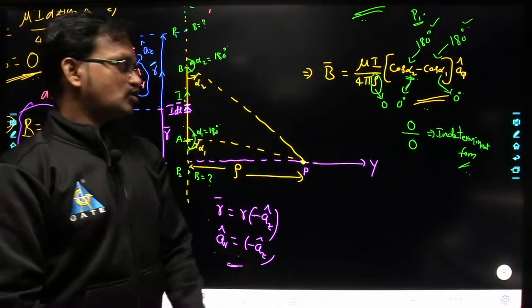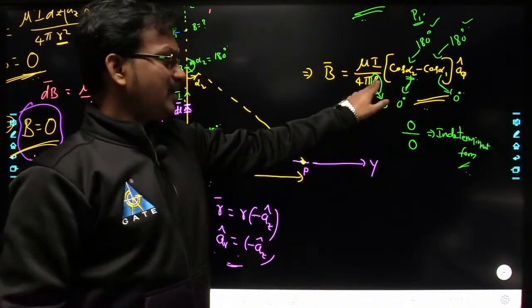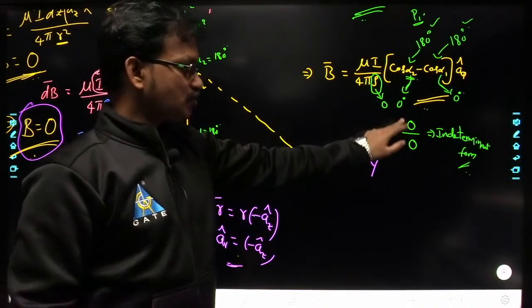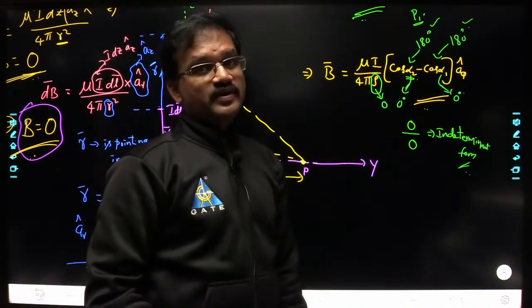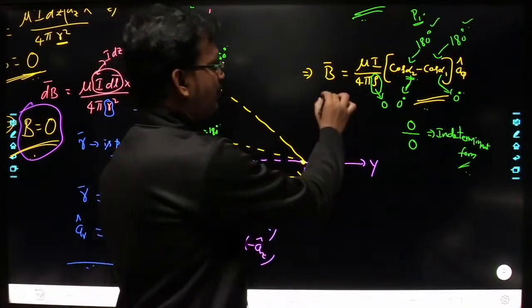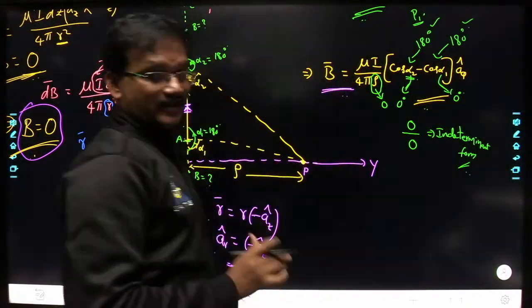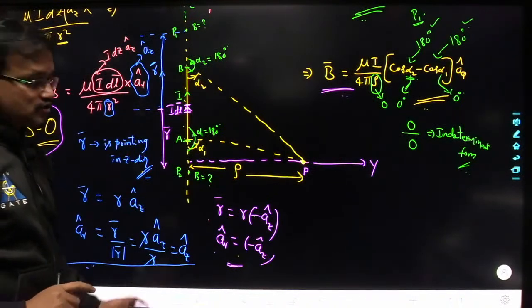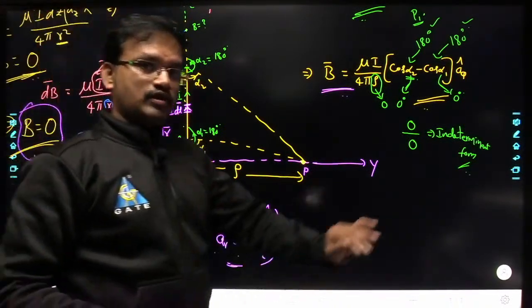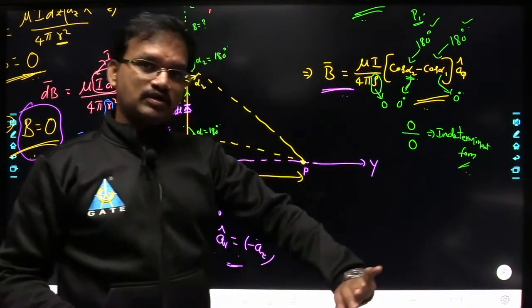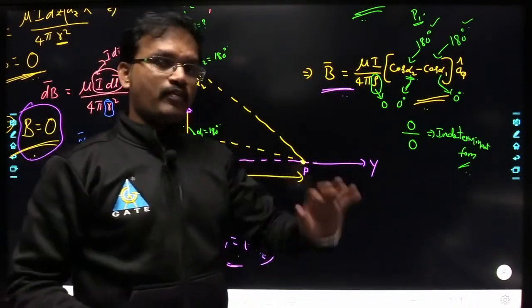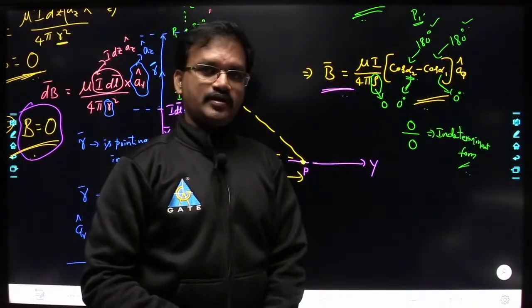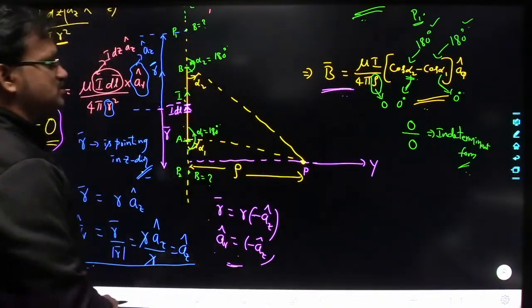Here this rho, the normal distance rho, will become 0. So you are getting 0 by 0, which is indeterminate form. So with this formula, you cannot determine the B field along the wire. In this case, we will follow the basic, that is nothing but Biot and Savart's law. From Biot and Savart's law only we got all these results. I hope this is crystal clear here.